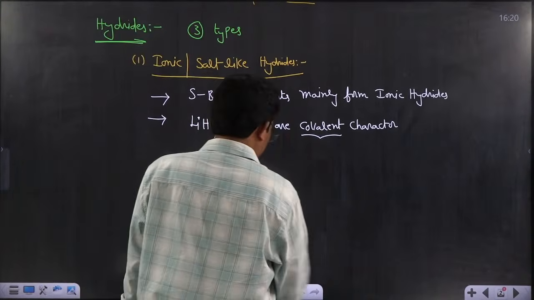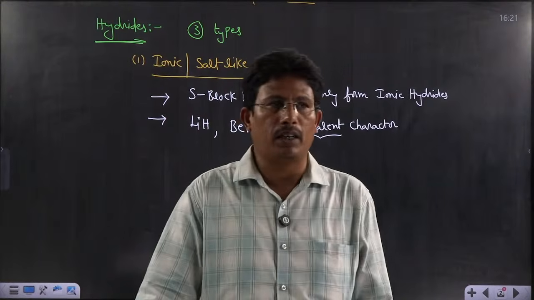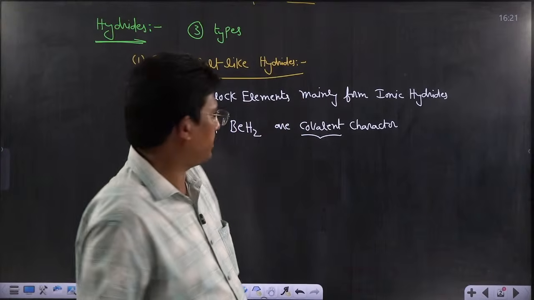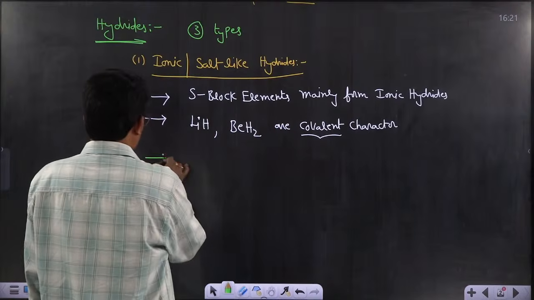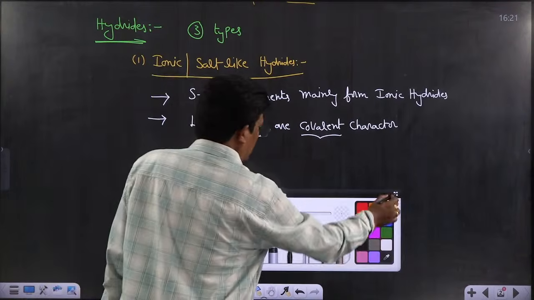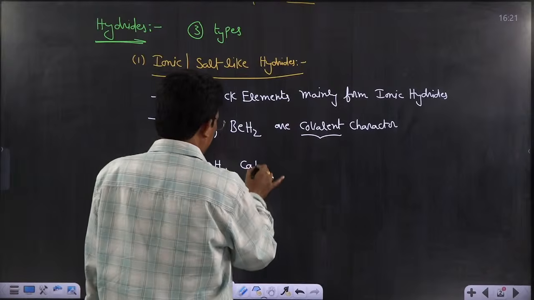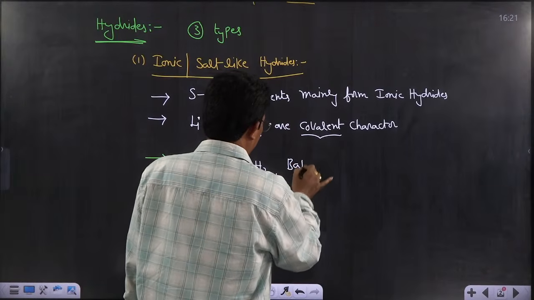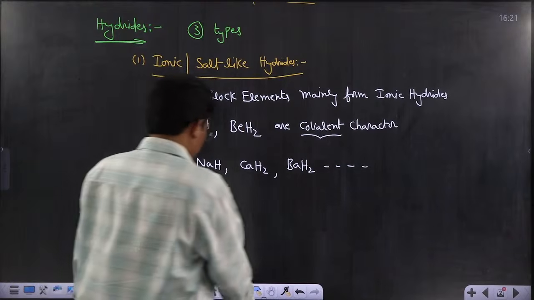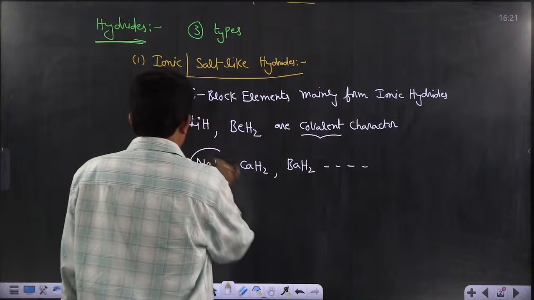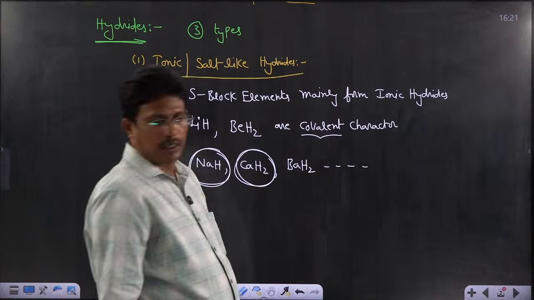Remaining S block has two groups, alkali metals and alkaline earth metals. They form mainly ionic hydrides. For example, sodium hydride, calcium hydride, barium hydride, like that. One A group element, sodium hydride, 2A group element, calcium hydride.